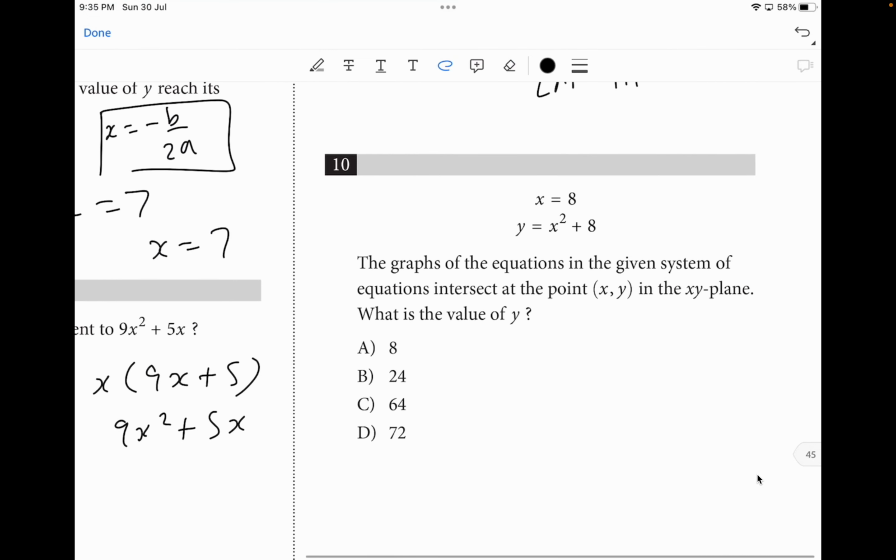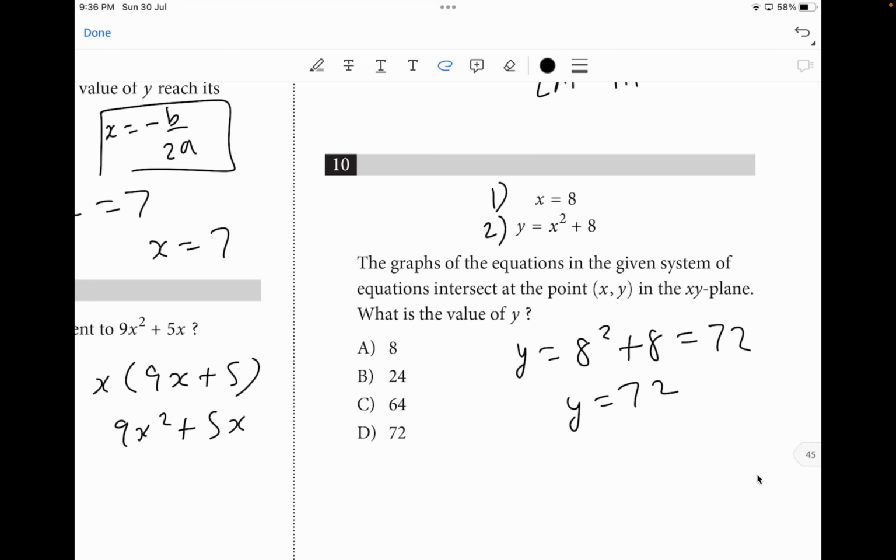Question number 10: the graphs of the equations in the given system of equations intersect at a point. Now this is an intersection question, so what you're going to do is substitute the value of x into the second equation. I'm just going to be labeling this as equation 1, equation 2. Substitute the value of x equals 8 into equation number 2. So y is equivalent to 8 squared plus 8. This should directly give you the answer. 8 squared plus 8 is going to be 72. So y is equivalent to 72. Choice D is going to be the correct answer to question number 10.